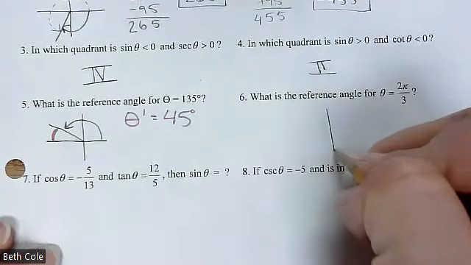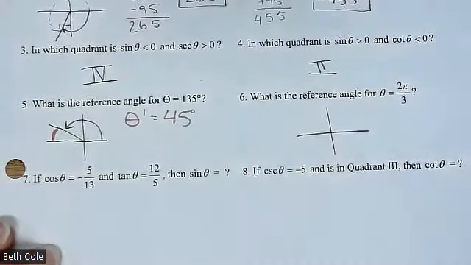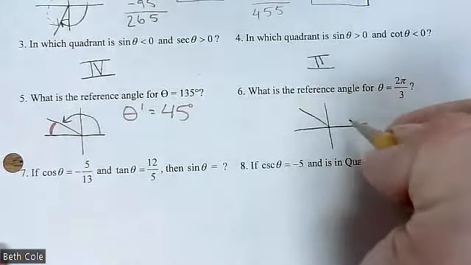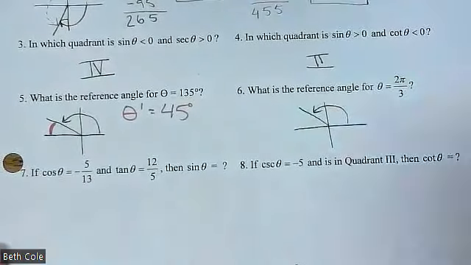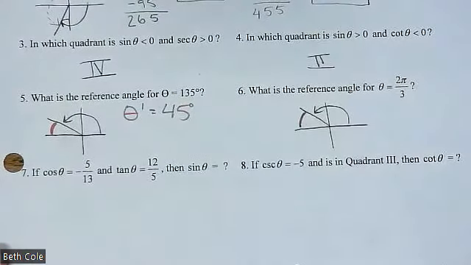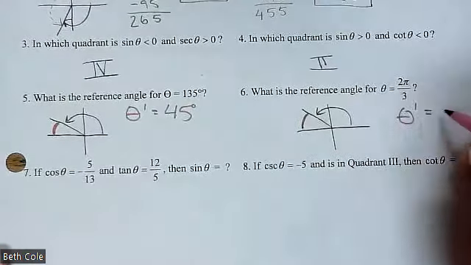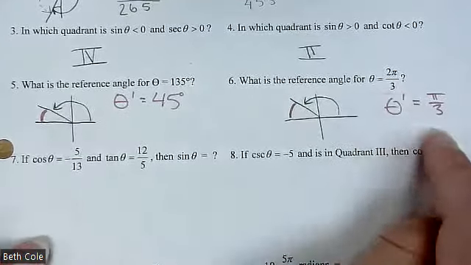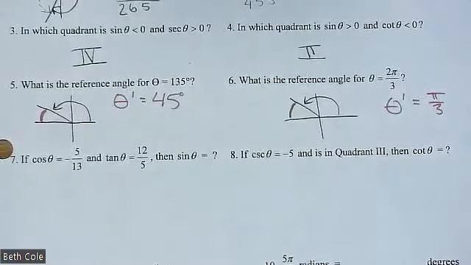Same thing for 2π/3. What quadrant is 2π/3 in? Second, good, it would be right here. And so what is your reference angle? It would be this amount, π/3. The radians are nice because the denominator just matches. Like if this is thirds, it's going to be π/3.